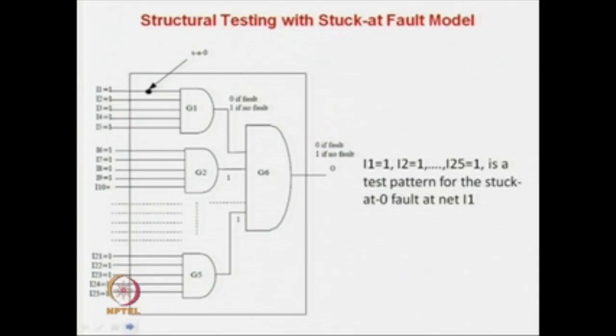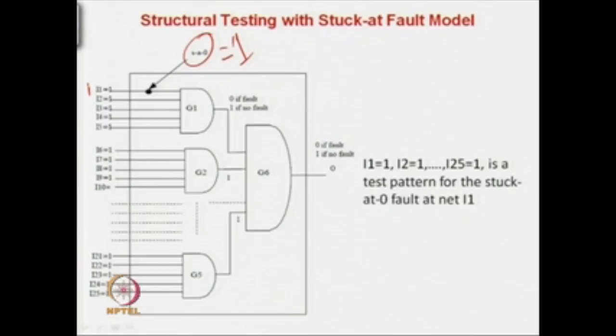Now some examples. How do you test using a single stuck-at fault model? Let us consider this circuit. Let us say that this net has a stuck-at-0 fault. To test a stuck-at-0 fault, what do you have to do? You have to apply a 1 over here, because this is stuck-at-0. You can assume that the electric bulb is fused. To test that the electric bulb is not fused, you have to put the switch on. So in this case it is stuck-at-0, so you have to apply a 1 over here.